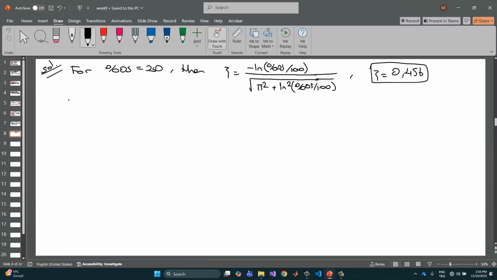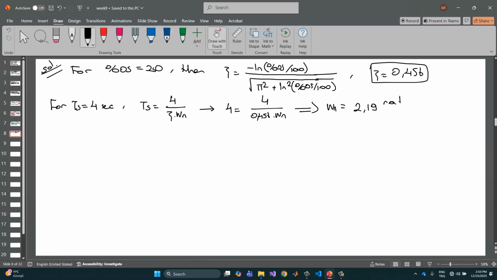And also for Ts is 4 seconds in here. Ts is equal to 4 over zeta Wn, right? And so from this formula, 4 is equal to 4 divided by 0.456 times Wn, which is equal to the what? Wn is 19 radians per second. Okay?